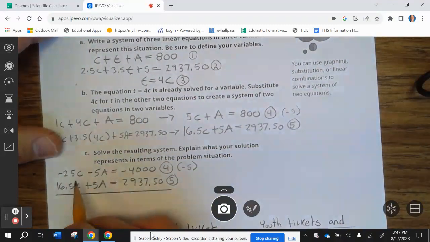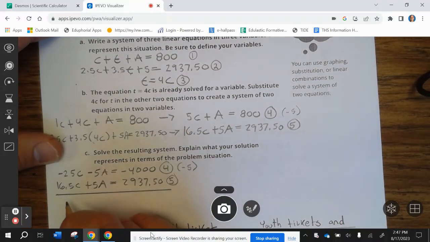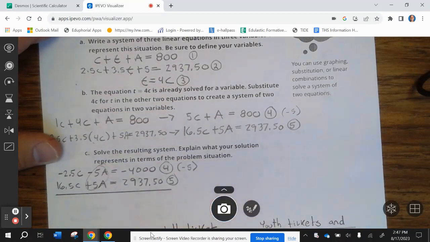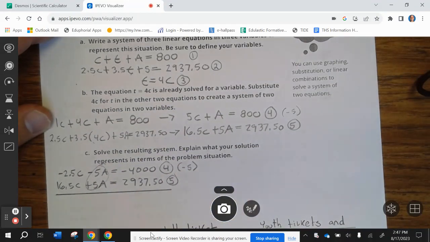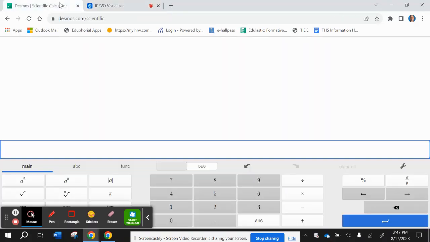Okay, well, this becomes 0. This becomes, let's see, double check, negative 2.5 plus 16.5 is 14, so that's 14C equals negative 4,000 plus 2937.5.